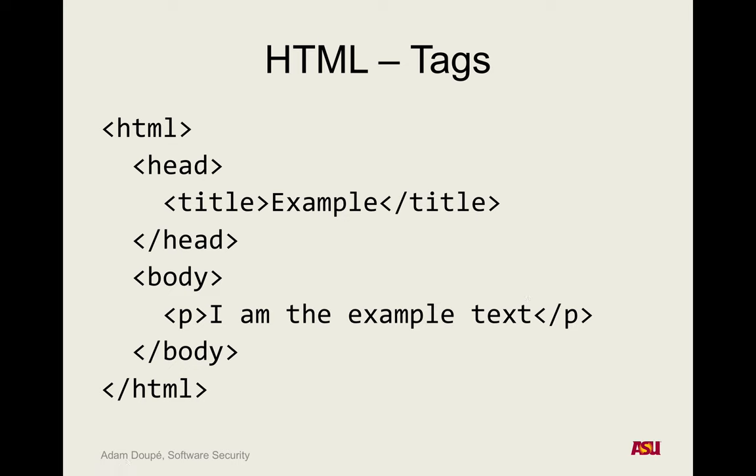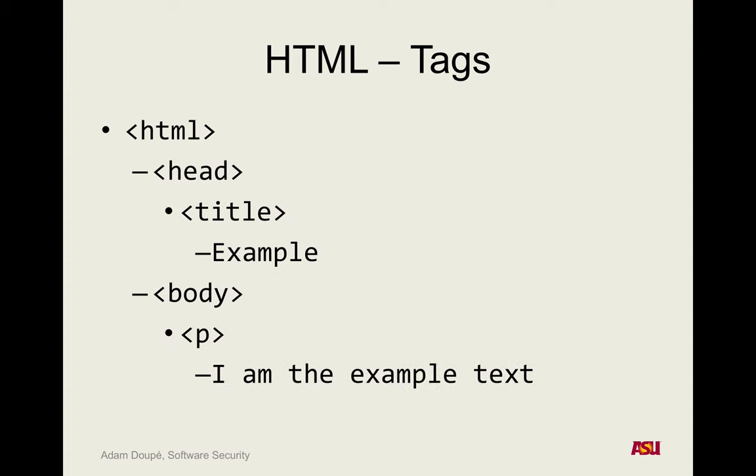So in this example, head is a child of HTML, title is a child of head, body is a child of HTML, and body is a sibling of head. They're at the same level. You have to tilt this on its edge and draw it out as a tree. HTML would be the top node. It would have two children, head and body. Head would have a child node of title, and body would have a child node of P. So it's a tree structure like this.